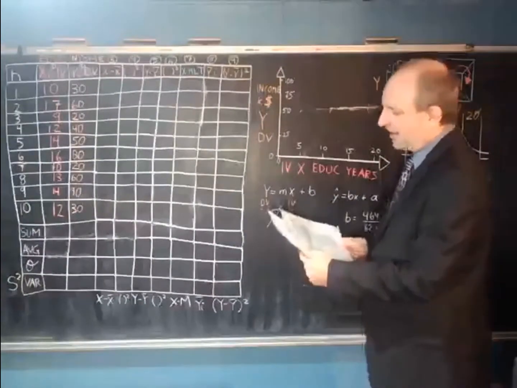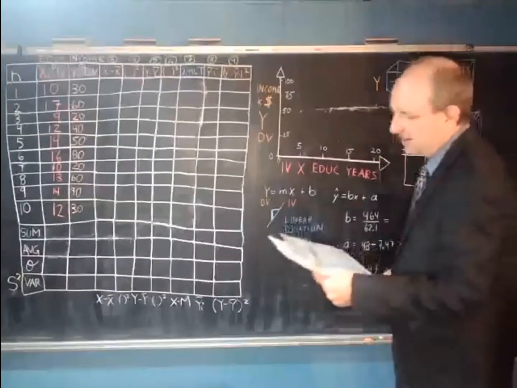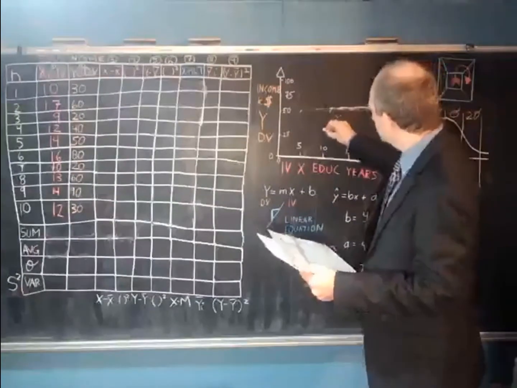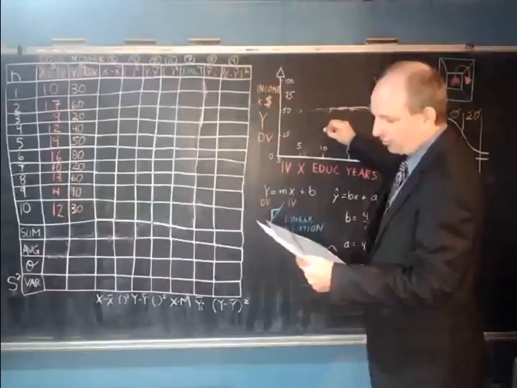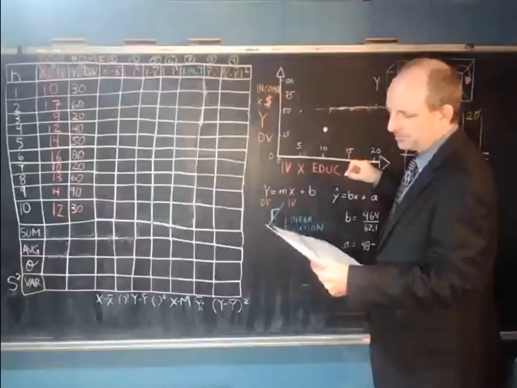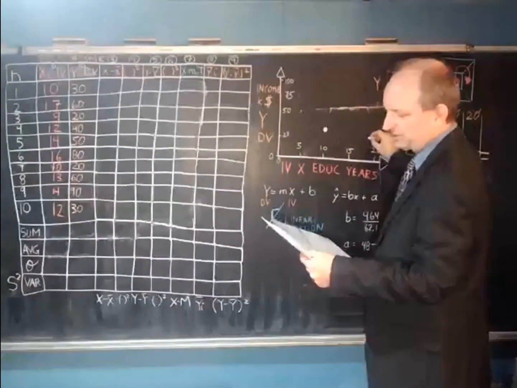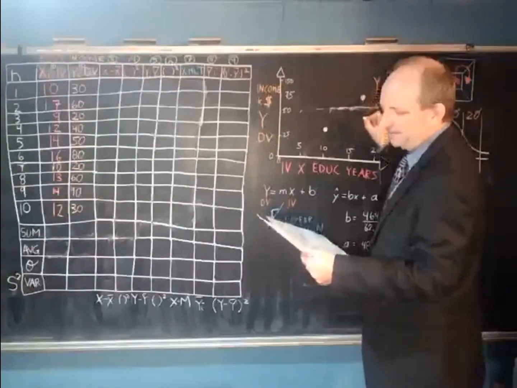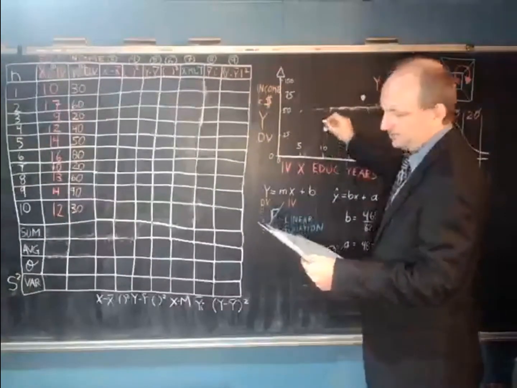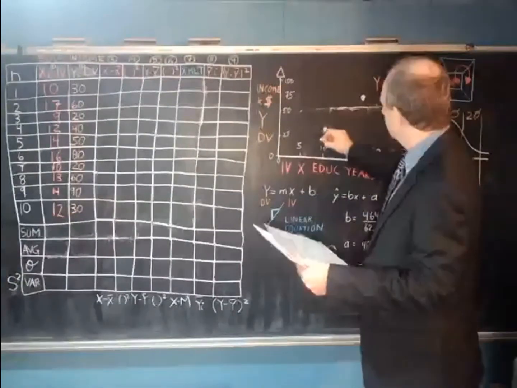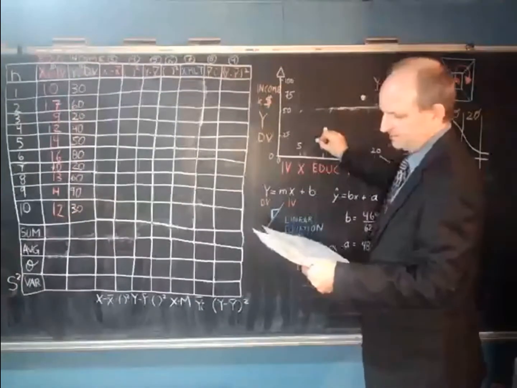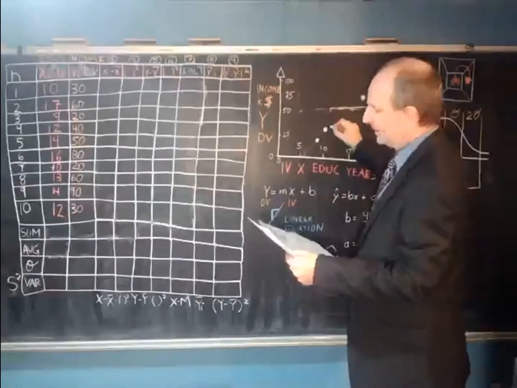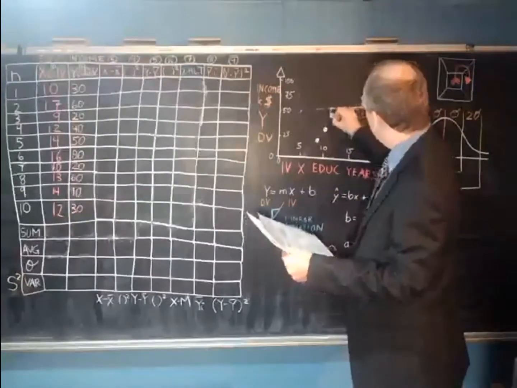So we have individual number 1. They spent 10 years in school. They made $30,000. I'm going to put a nice big data point here. Individual number 2 spent 17 years in school. That's a long time. And they made $60,000. Individual 3 spent 9 years in school, and they earned $20,000. The 4th individual spent 12 years in school and was earning $40,000.